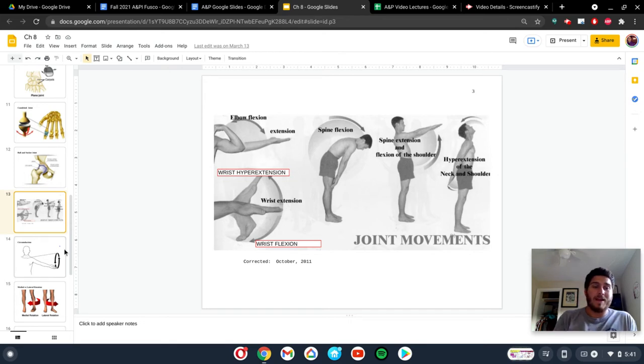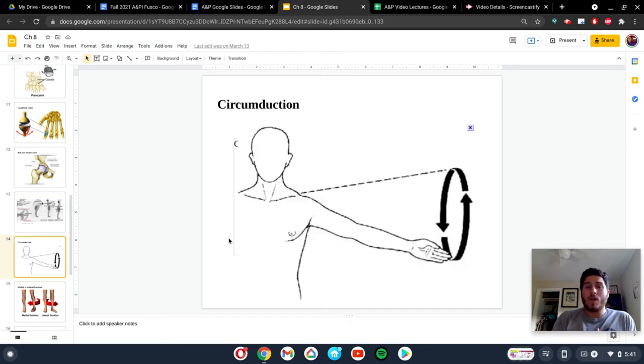Next up, a different kind of movement. This is not angular. This is known as circumduction. What that means is you could take your arm and move it in a circle. Think of it like a steering wheel. You're doing a steering wheel, right? So that is known as circumduction because it's like a circle.